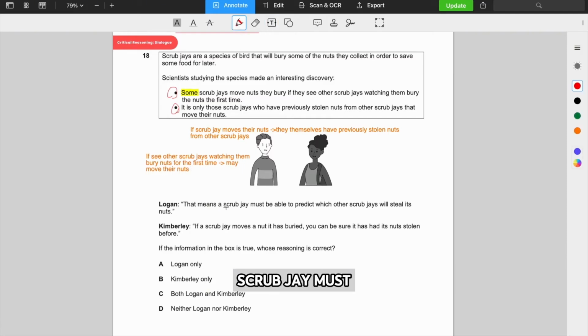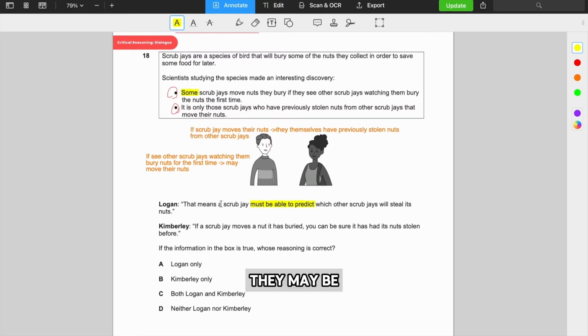Logan, that means a scrub jay must be able to predict which other scrub jay will steal its nuts. No, that is incorrect because it doesn't say anywhere in the passage about the scrub jay's ability to predict who will steal its nuts, right? It never says anywhere must be able to predict, right? How can we know for sure?